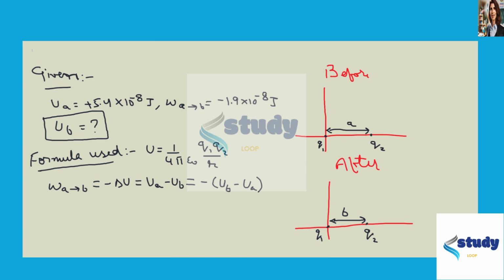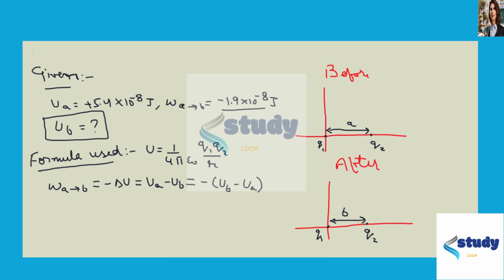So we move the charge Q2 to some distance B now. So the distance between Q1 and Q2 is now B. The work done by the electric force from A to B is given as minus 1.9 times 10 to the minus 8 joule. So the question is, what is UB now, or the new potential energy for this Q1 and Q2 configuration?